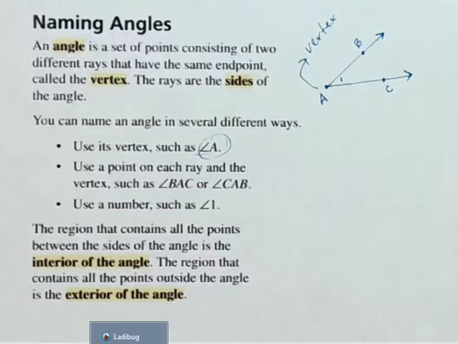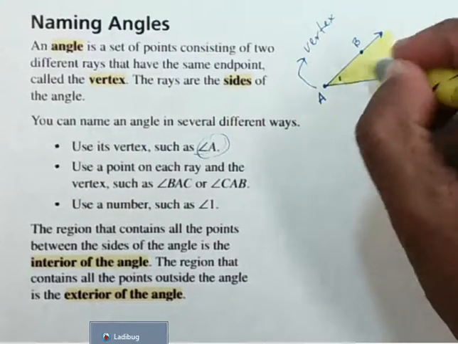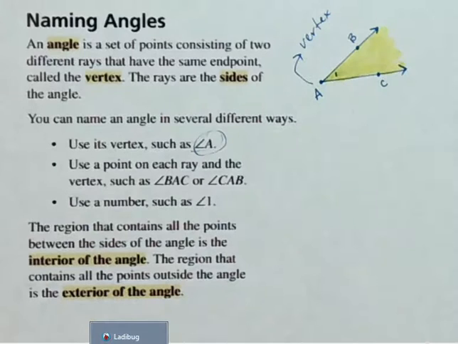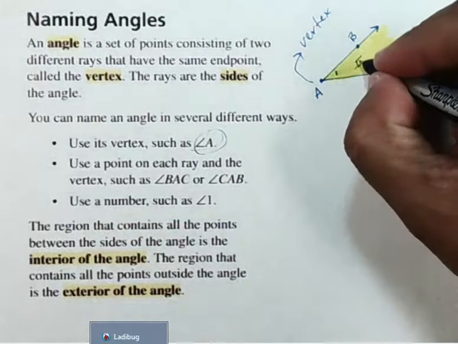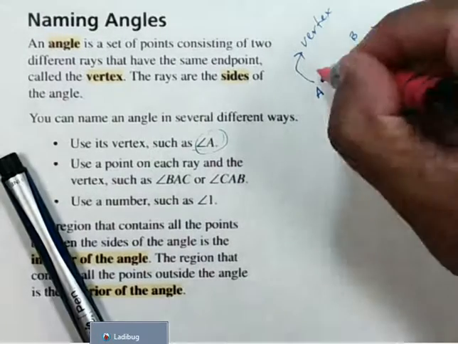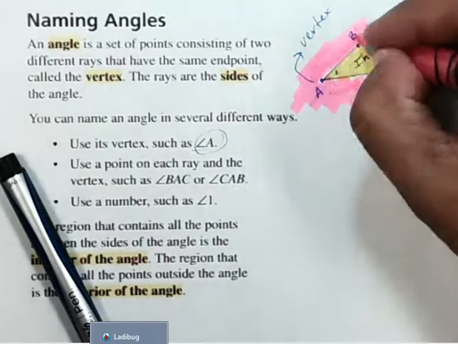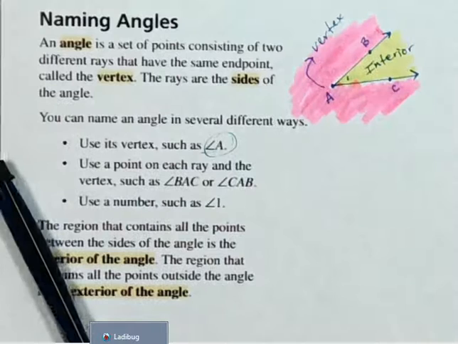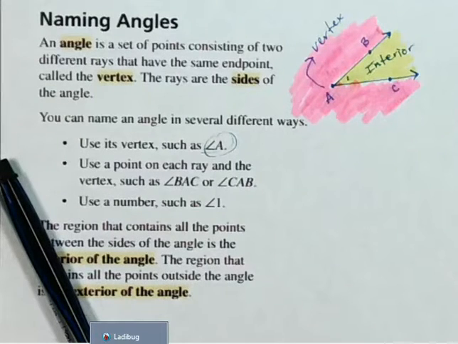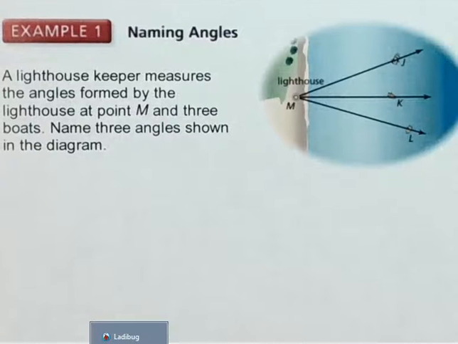Alright, now for this next part, we're going to have to define two different areas. And of course, the interior is going to be any point that's sandwiched in between the two rays. So that would be this part. This would be the interior. All right, and then the exterior, of course, would be anything outside of those two rays. So all of this would be considered the exterior. I can grab my pen here. Exterior.